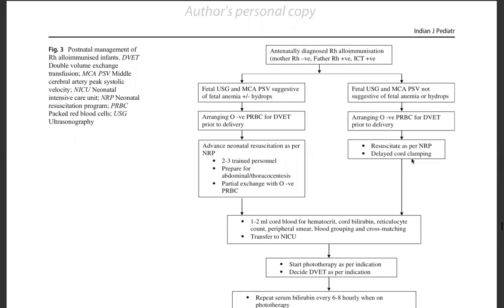Okay. So if there is no anemia or anything, you do routine resuscitation, delayed cord clamping as routinely. Then after that, send cord blood. Use the cord blood for sampling. Cord blood you have to send for hematocrit, cord bilirubin, retic count, peripheral smear, blood grouping, cross matching. So all this, use the cord blood.